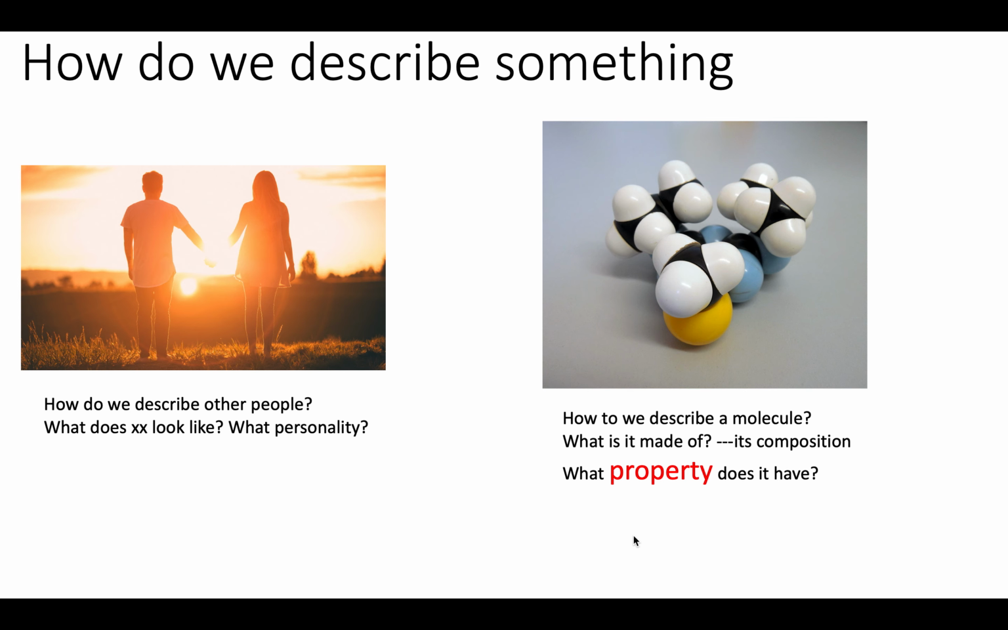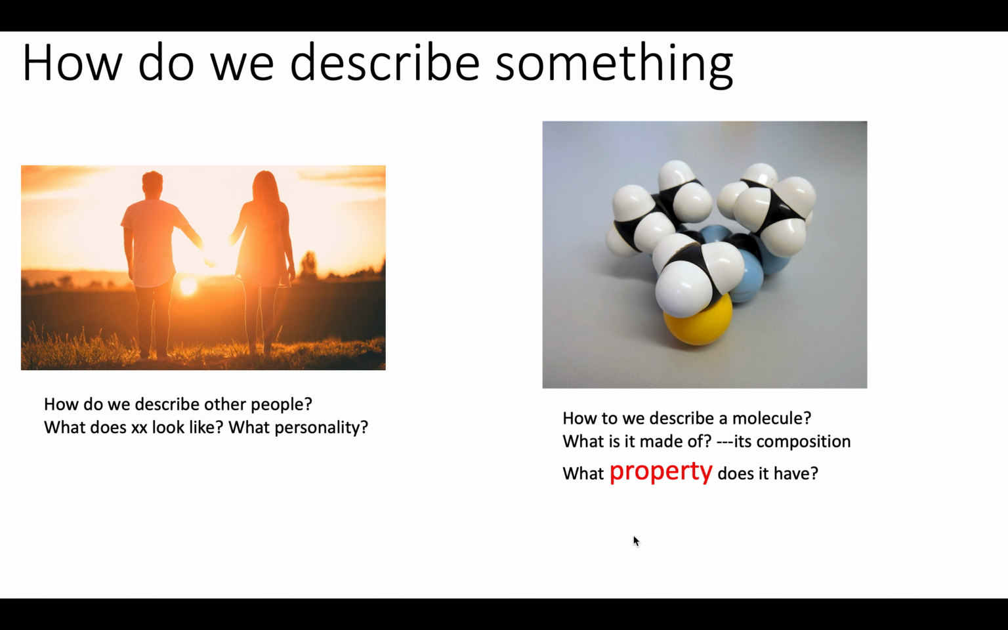Because later we're talking about each element belonging to each group, whether it's an alkali metal, whether it's a halogen, whether it's a noble gas, they have different properties. So it's really important we know what composition they have. And the second part, like the personality, we need to know what properties this molecule has, how it behaves under different conditions. This is super important to material science or any other material related sciences, because we really need to understand these things before we can use them and apply them properly.